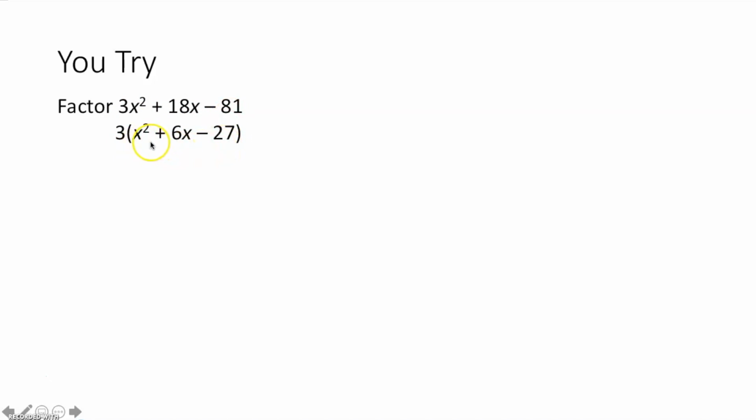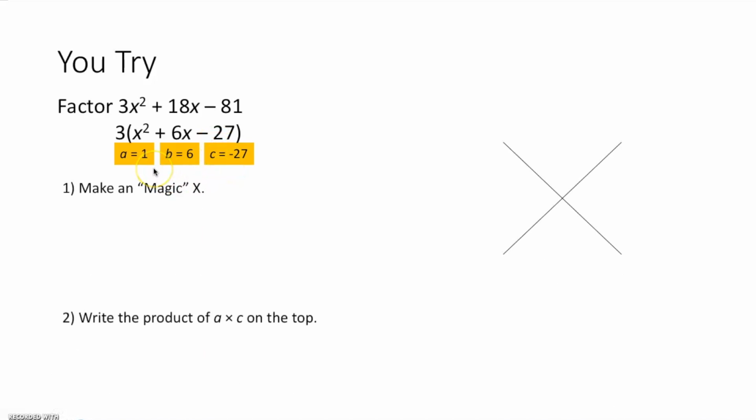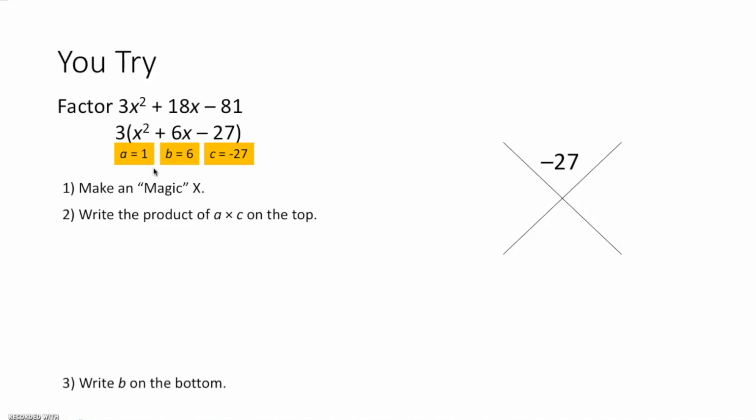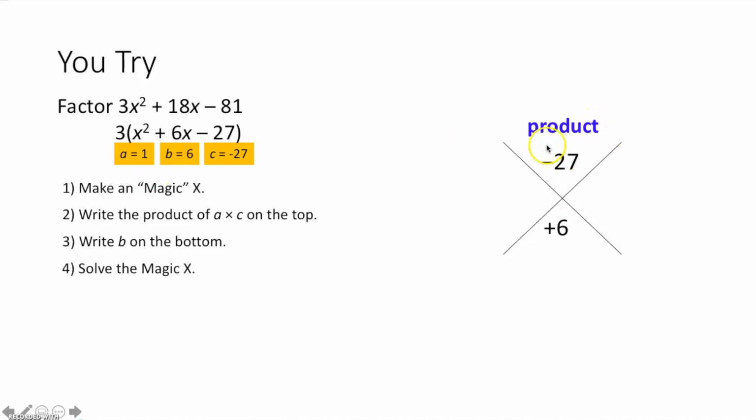Now we can factor what's in here using the magic x. Since we factored our GCF, let's get to the magic x. We start by figuring out what our a value, b value, and c value are. We then make our magic x, put a times c on the top, put our b value on the bottom, and then figure out what two numbers multiply together to make negative 27 and add together to make positive 6.